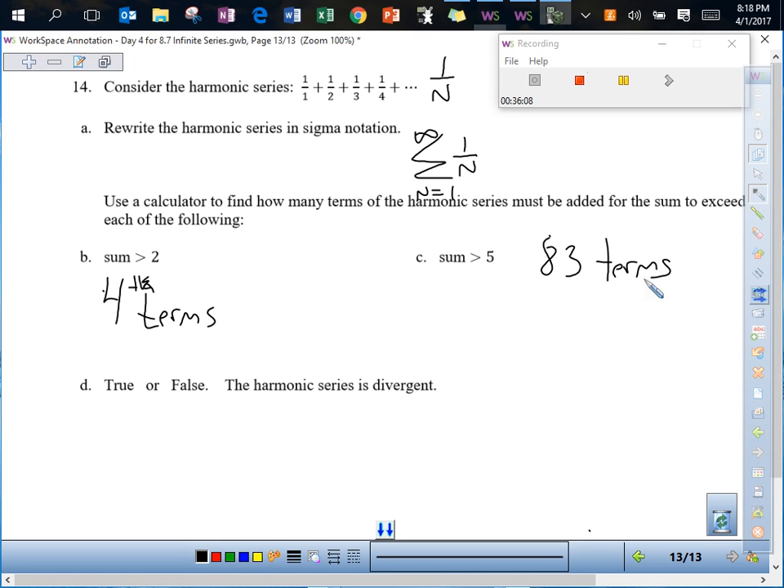It says true or false: the harmonic sequence is divergent. That's true, because this thing is going to grow just a little bit forever. So that is section 8-7. It's our last section in chapter 8.